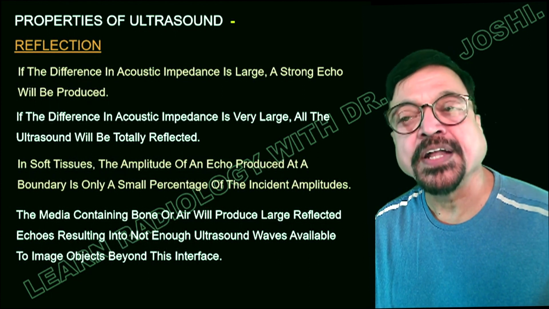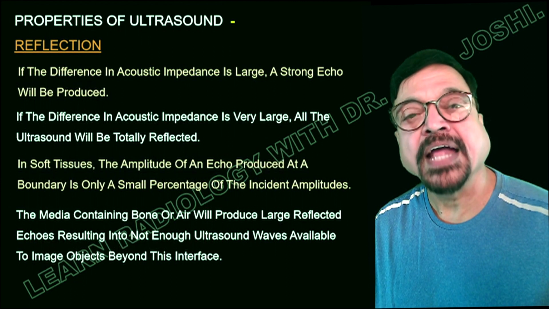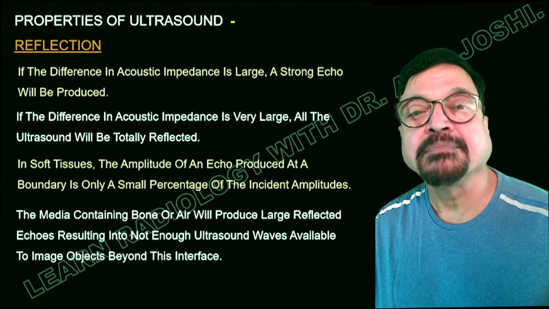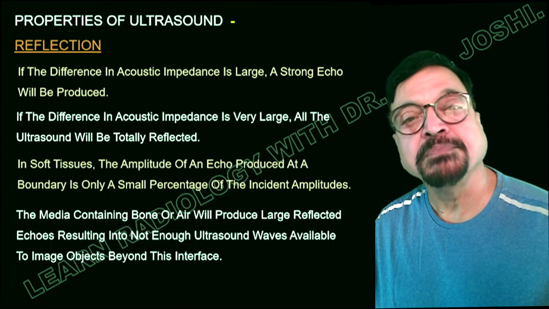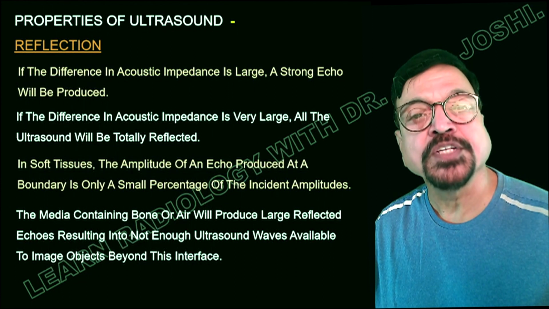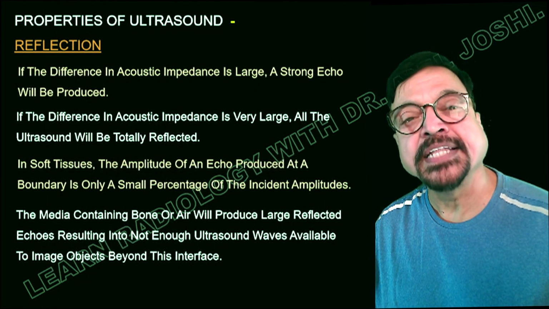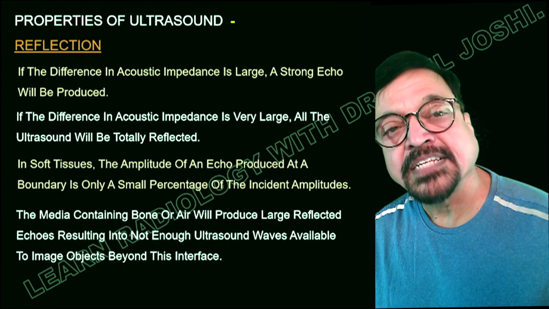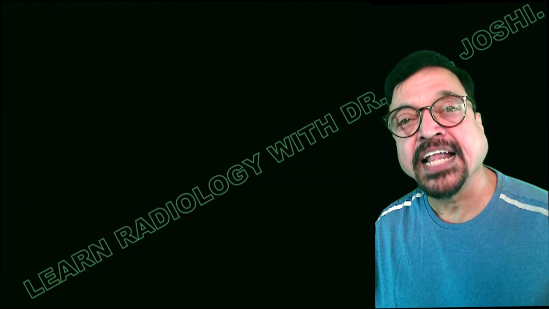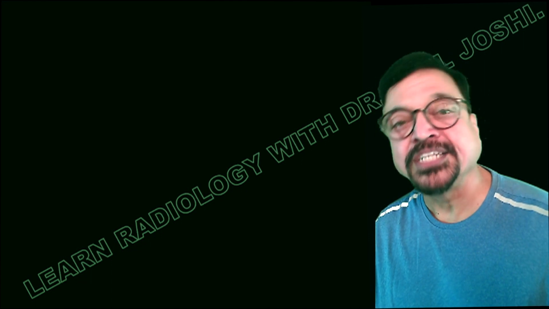This helps us to identify two things. Number 1, bone and air can be diagnosed by looking at this character. Number 2, we know whatever is beyond them is not going to be projected, since there are no ultrasound waves propagating into the next medium. Once there is bone or air, you will not find any additional tissues being imaged beyond them.